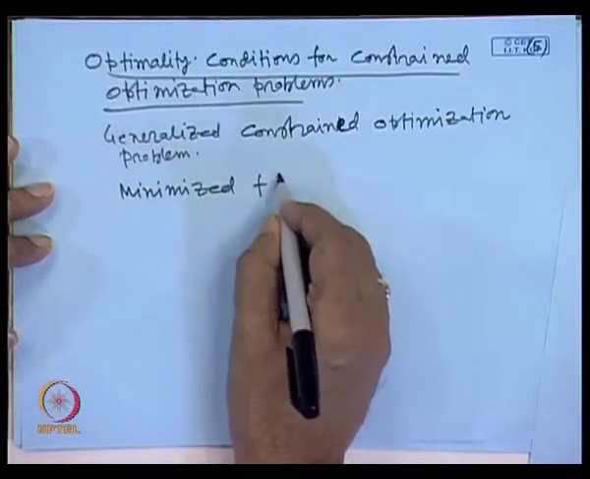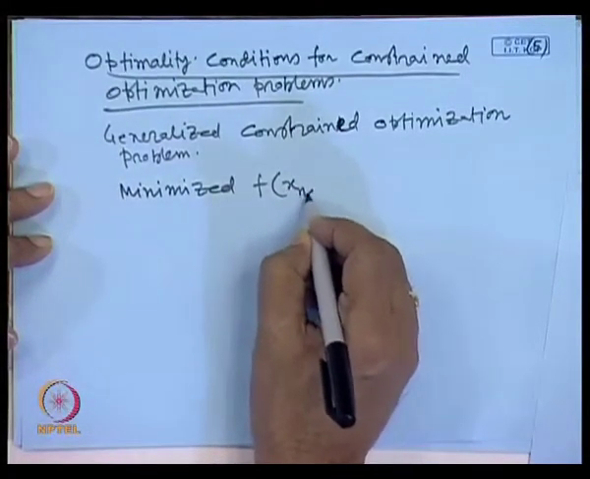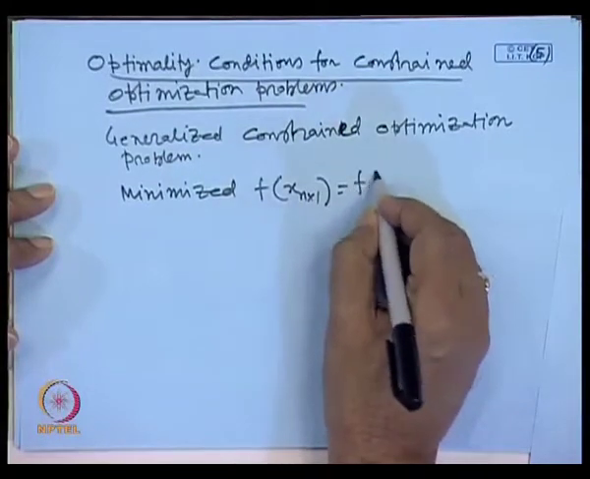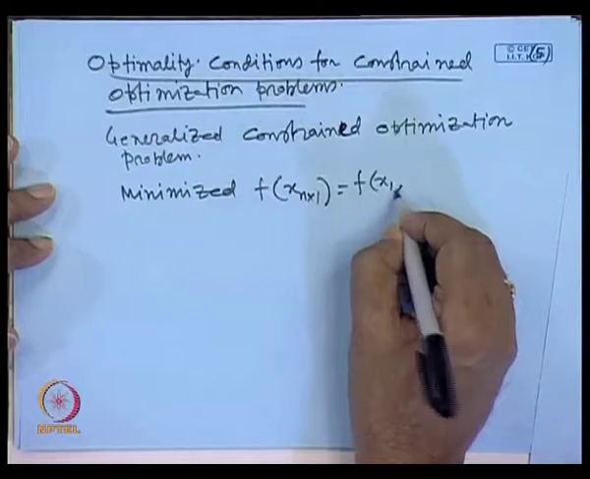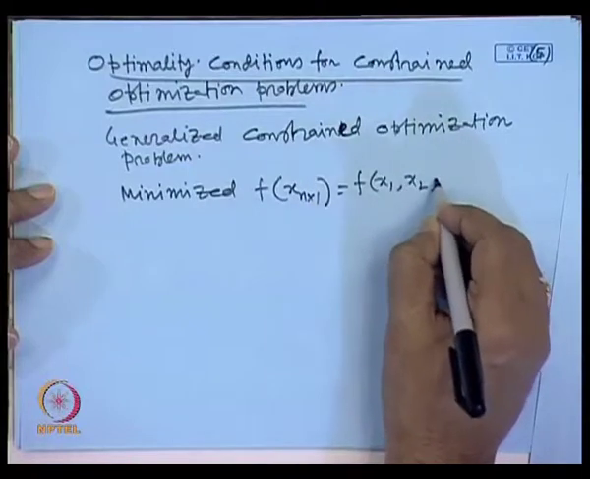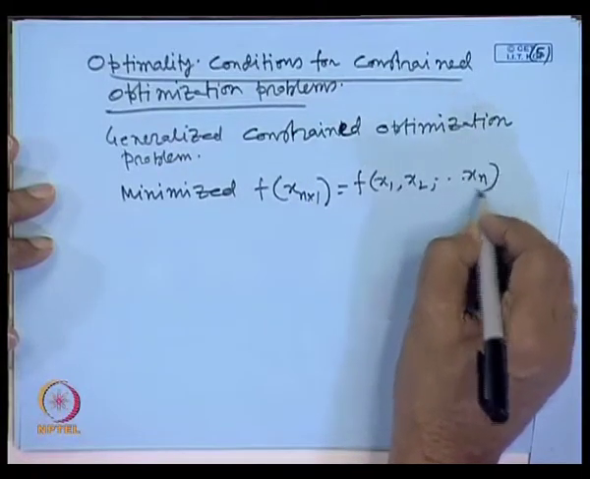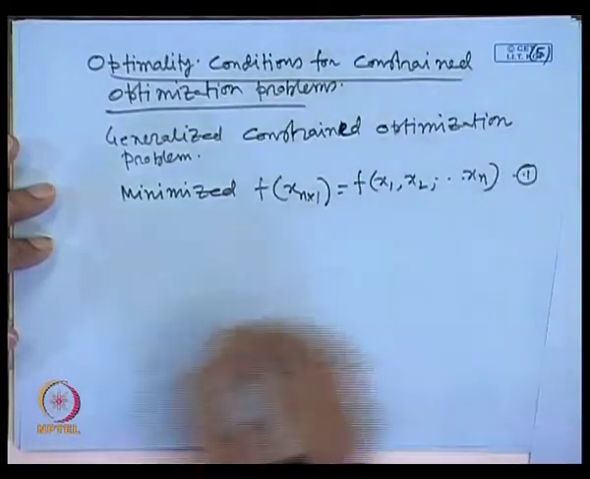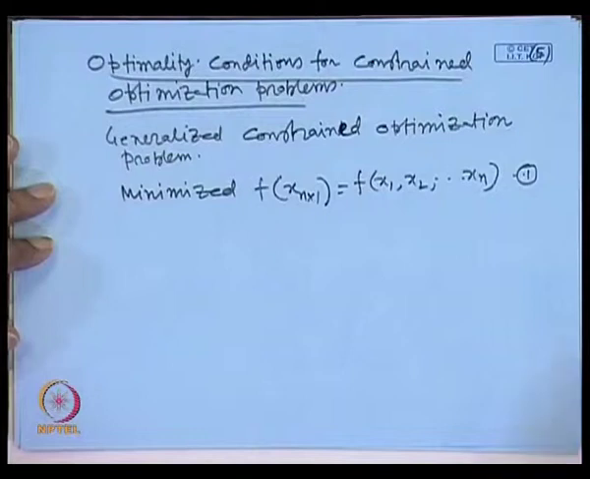Minimize f of x, where x has dimension n cross 1, that is, x has n variables. So our decision variables are n variables, and we have to minimize this function. Let us call this equation number 1. Agree?